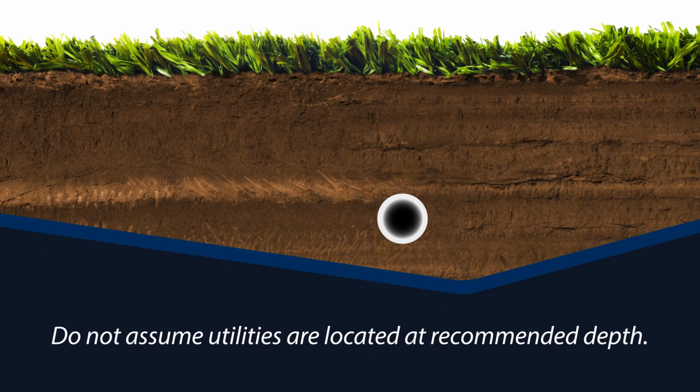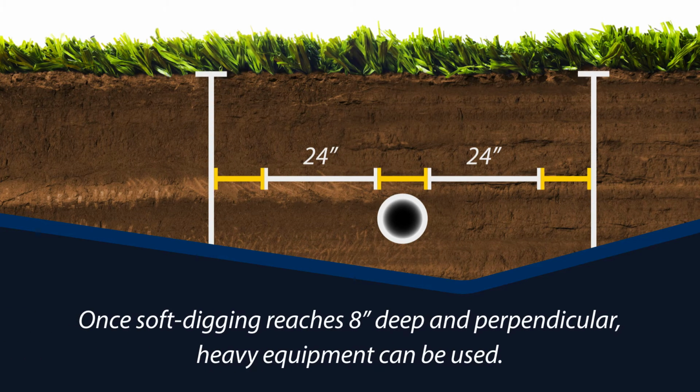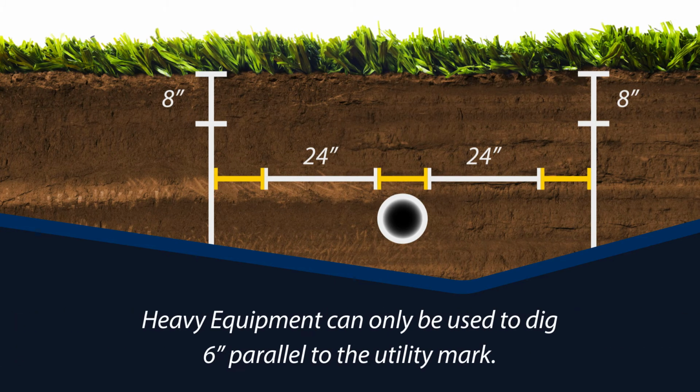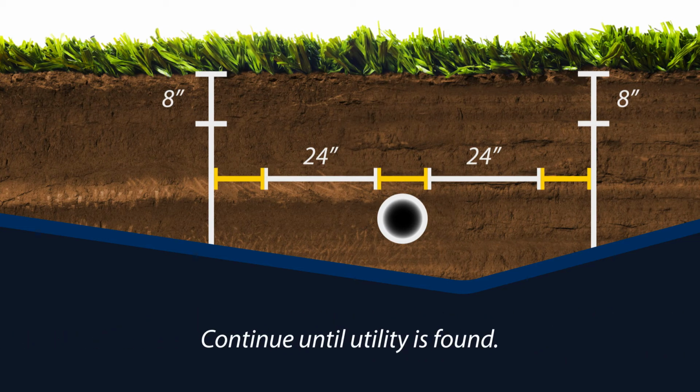First, do not assume utilities are located at the recommended depth. As a rule, consider a tolerance zone of up to 24 inches plus the width of the actual line to each side of a utility when locating is being performed. Once your soft digging reaches at least 8 inches deep and perpendicular to the line being located, heavy equipment can then be used. However, you may only use the heavy equipment to dig 6 inches parallel to the utility mark. Continue this process until the utility has been found.